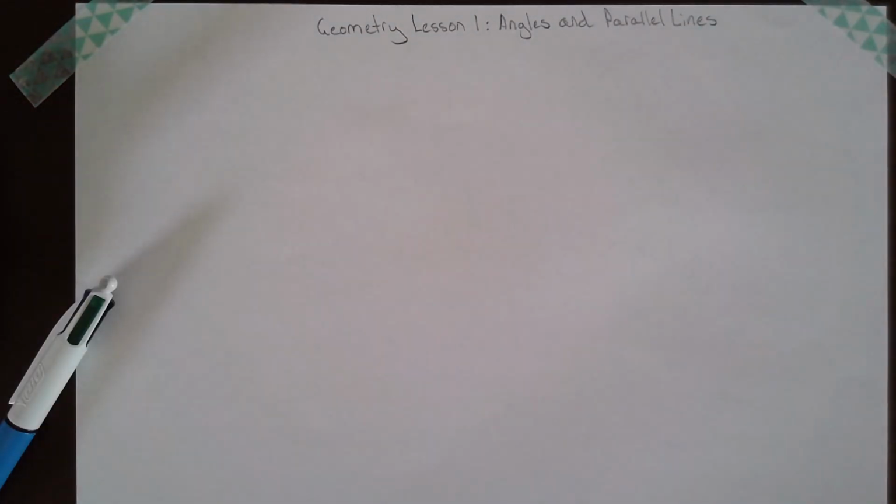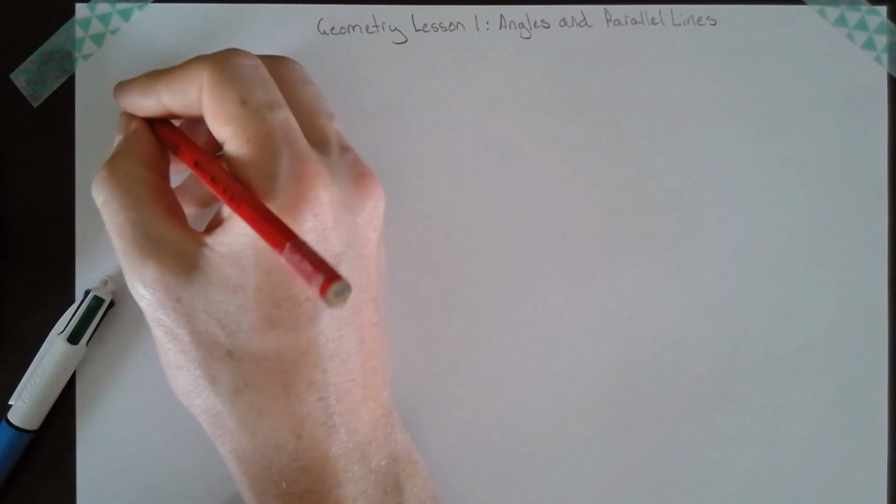Okay, hello everyone and welcome to the very first lesson on geometry, which is angles and parallel lines. So today what I'm going to talk about is the basic interactions between parallel lines and what we call the transversal. So this is going to be the topic of this lesson. And before we begin, what I want to do is just define a few things that are going to help us along the way.